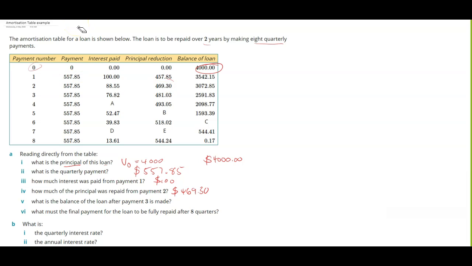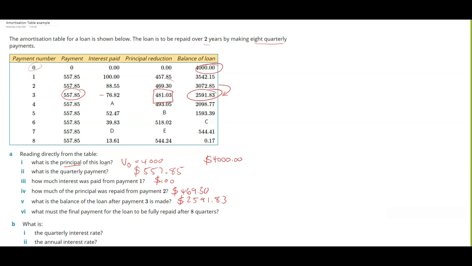What is the balance of the loan after payment 3 is made? So at the end of payment 3, the balance is that. It's almost like a storyline along the row. You've got your payment being made, then you've got your interest being charged. So that's the reduction, and so you then go from that to that.